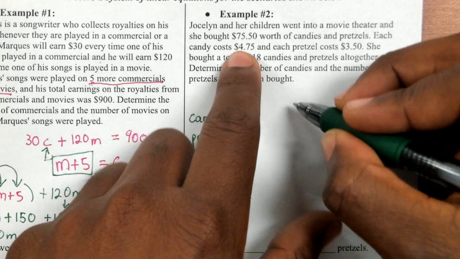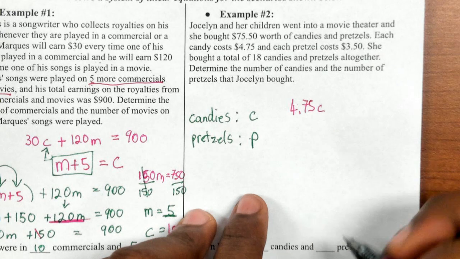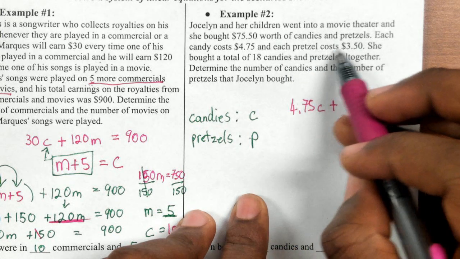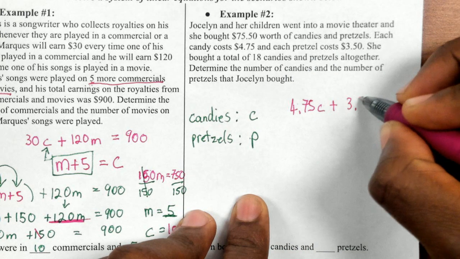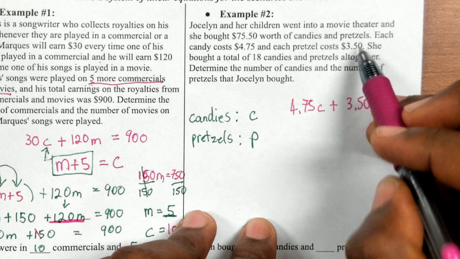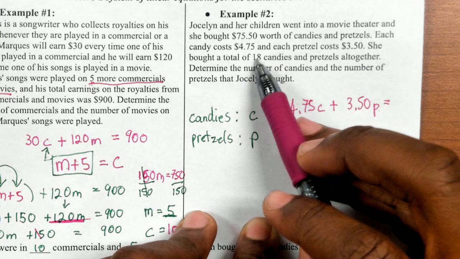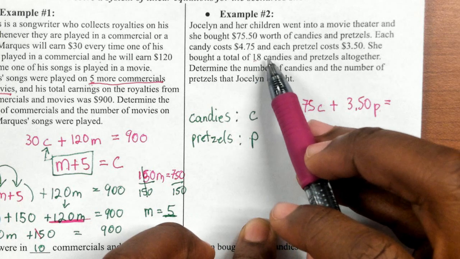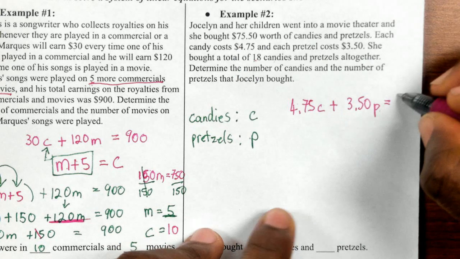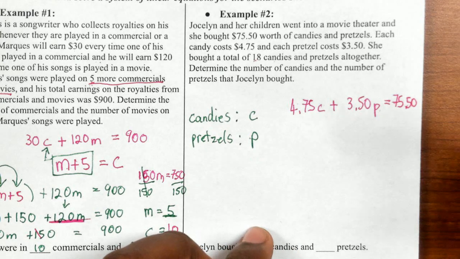It continues to say each candy costs $4.75. So we have some information here. So we're paying $4.75 per candy. And it says each pretzel costs $3.50. So I have $3.50 per pretzel. All right? Because this $3.50 is money, this $4.75 is money, the total has to also be money. This 18 is not money, that's the amount of candies and pretzels. This $75.50 is the total money spent.